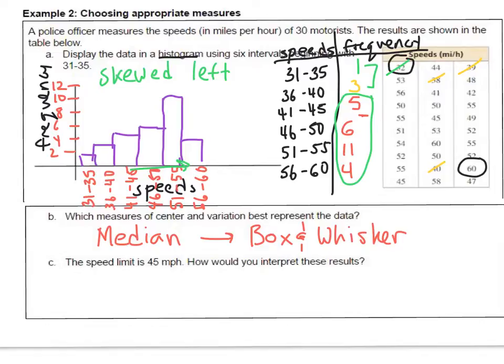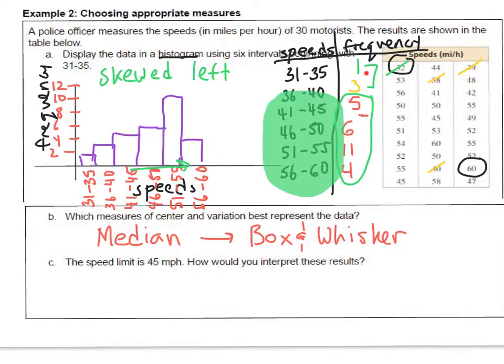All right, now part C says the speed limit is 45 miles per hour. So how would you interpret these results? Look at the ranges that we have here. 45 miles per hour. What you're given is these values here. Those are the ranges where we see a majority of the data. Well, think about that: 45 miles per hour is the speed limit. A majority of our data, 6, 11, and 4, are found at 46 to 60 miles per hour, and a lot less of our data is found here.